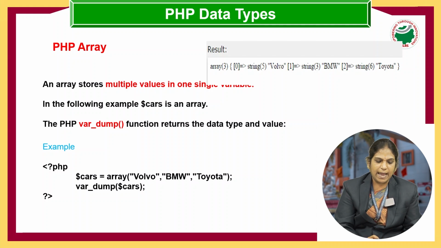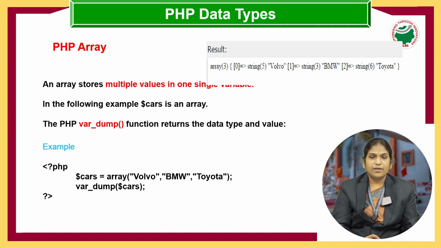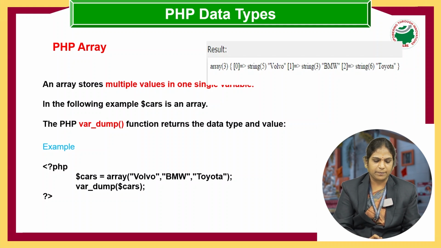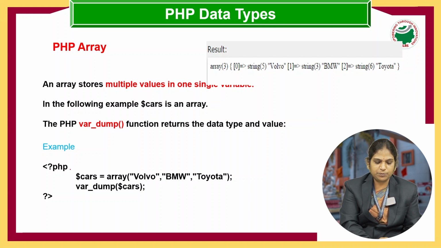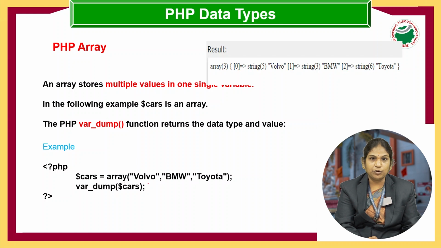And PHP array data type. What is an array? It stores multiple values, usually belonging to the same data type. So multiple values inside one single variable. So PHP $cars equal to array. I am including more than one value in this variable. What are those? Volvo, BMW, Toyota, different names of cars we are giving. And var_dump of $cars.